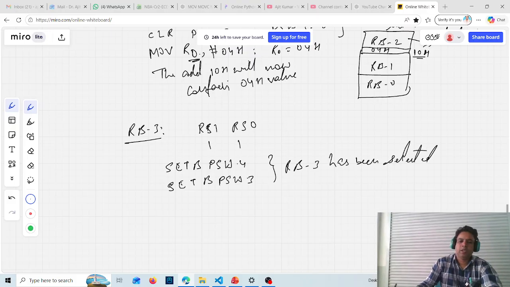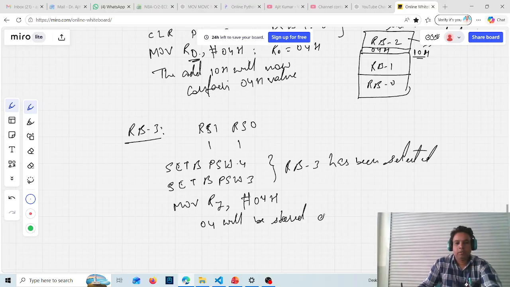Now suppose that you are writing something like this: MOV R7, and any constant value, 04H. So this 04H will be stored in the address of register bank 3.